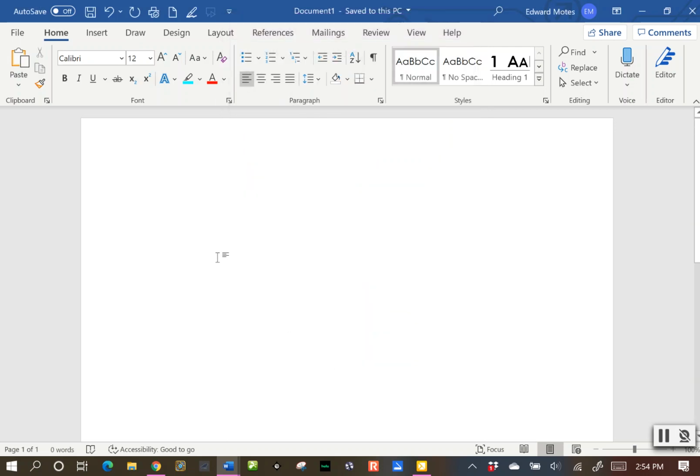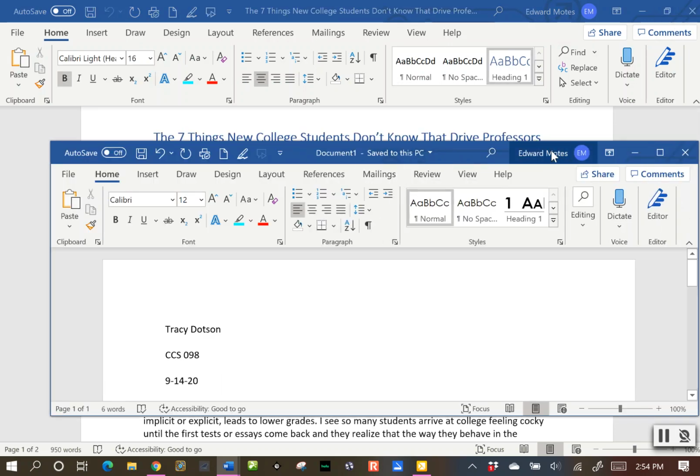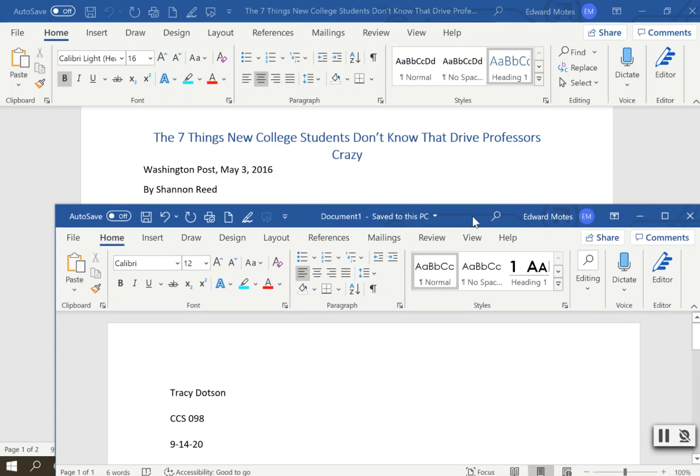Alrighty. So you'll put your name. This is CCSO 98. Whoops. Today's date. And then this is a summary. Okay. Every paragraph gets indented, so you're going to use the tab key on your keyboard for that. Okay? And you can go back and look at those examples that I had to start this with.